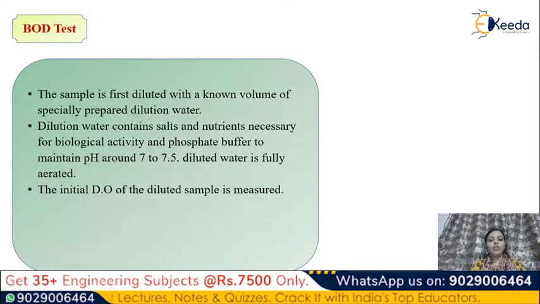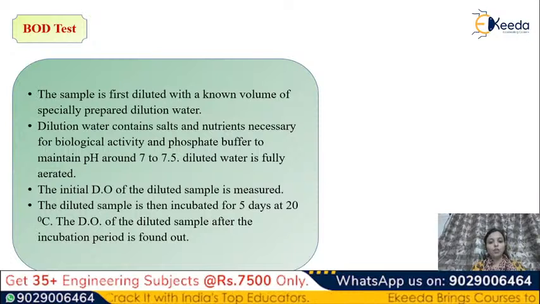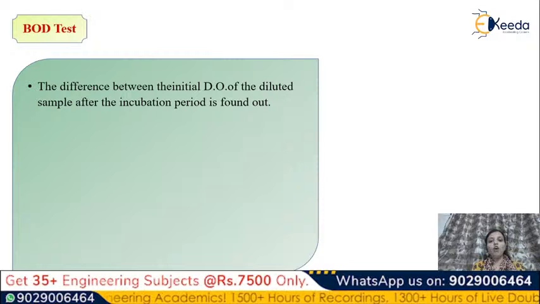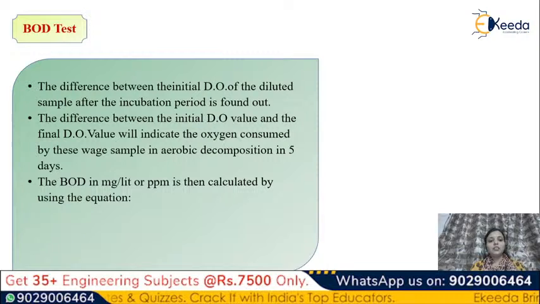The initial DO of the diluted sample is then measured. The diluted sample is then incubated for 5 days, as I told, at 20 degrees centigrade. So how much temperature do you have to maintain? 20 degrees centigrade for 5 days BOD. The DO of the diluted sample after the incubation period is then found. So the difference between the initial DO and the final DO of the diluted sample will indicate the oxygen consumed by this waste sample in aerobic decomposition in 5 days. So that is nothing but your BOD value.